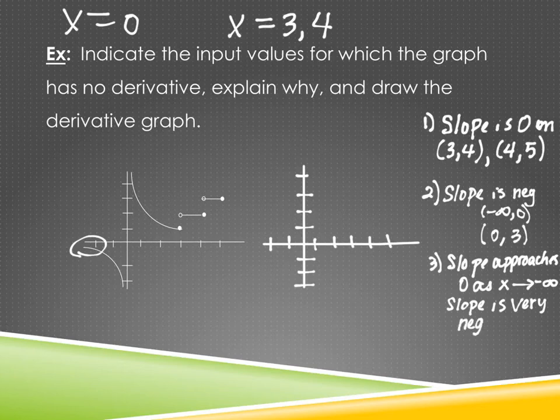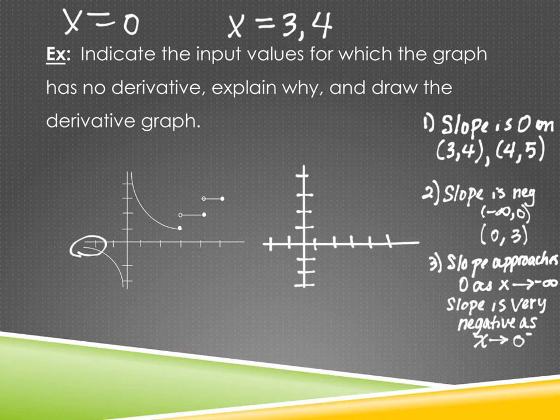So the slope is very negative as x approaches 0 from the left. There's that fun limit notation that we had seen before. 0 from the left. Or use the words, as you get close to the y-axis on the left side. Use it, that's fine. You can do that.